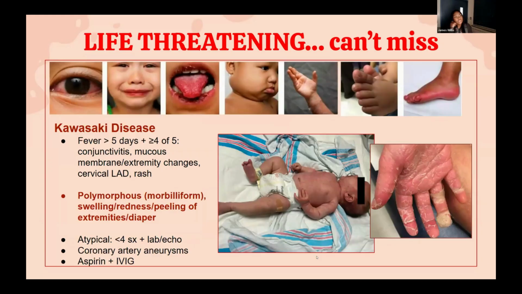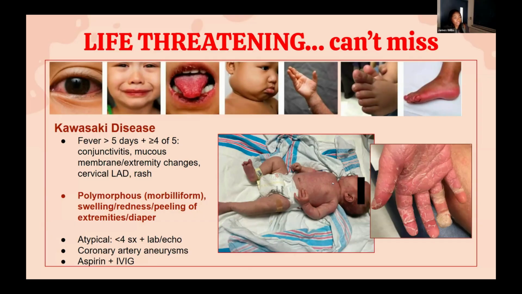And then the last one is Kawasaki, which we know. So this one, you have your typical versus atypical. In your typical, you have fever for more than 5 days and then at least 4 of the 5 symptoms: your conjunctivitis, your mucous membrane changes, your extremity changes, and your cervical lymphadenopathy at least greater than 1.5 centimeters. And then the rash. This is actually a baby that we had in my second year of residency who was 4 to 6 months. I think it was the youngest case we'd ever seen, so we did a case report on that.